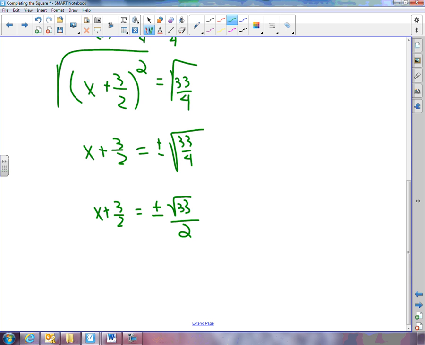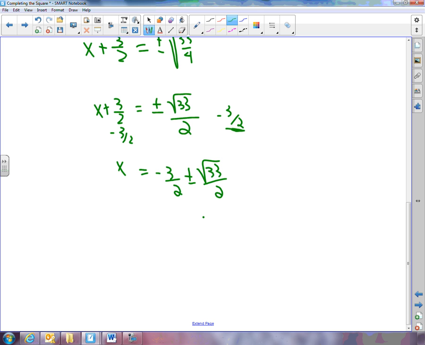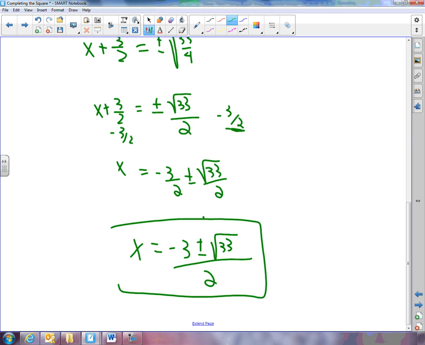Now we just have to get the x alone, and we're going to subtract 3 over 2 from both sides to do that. So I get x equals, I'm going to put this number in the front just so that it's a little bit easier to say, negative 3 over 2 plus or minus the square root of 33 over 2. You can leave it like that, but here, because it's the same number in the denominator, you might as well write it as negative 3 plus or minus the square root of 33 all over 2. And that's it for that first example.